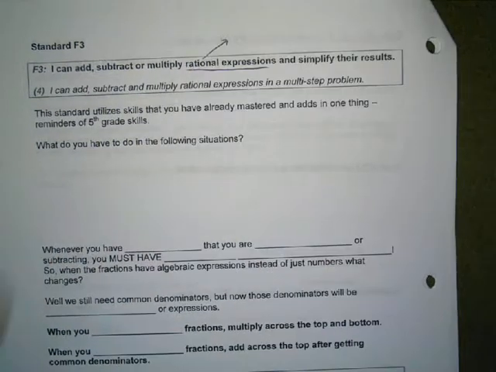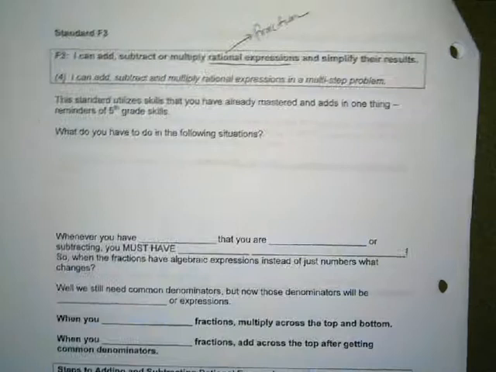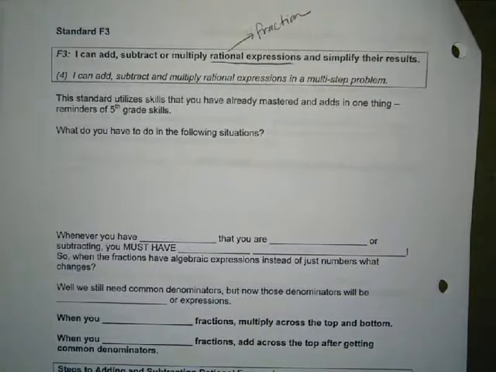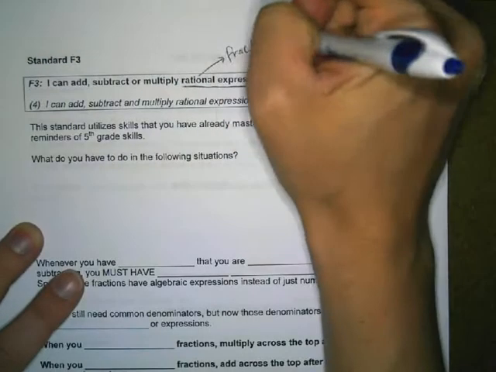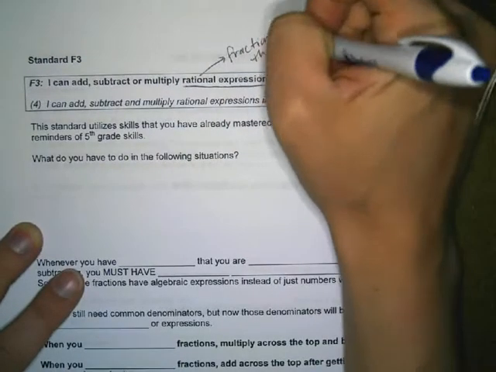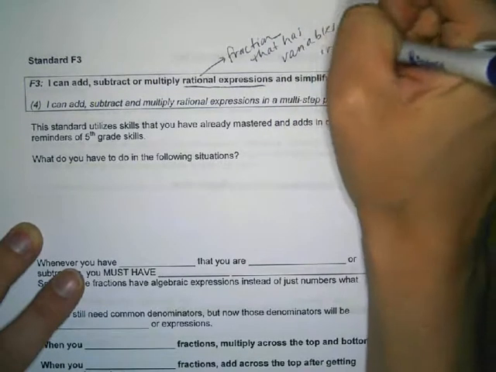So, rational is not really fancy, but it's an algebra term for fractions. So when you see the word rational expression, you're talking about something that has a fraction, and not just any fraction, but a fraction that has variables in your denominators.